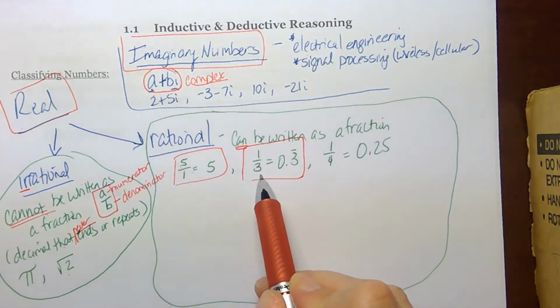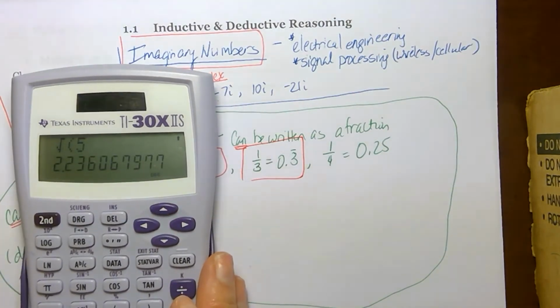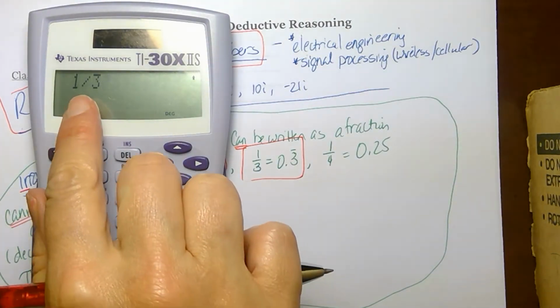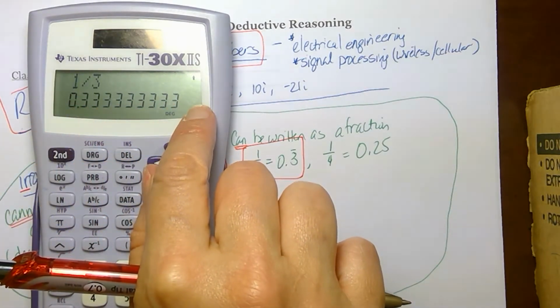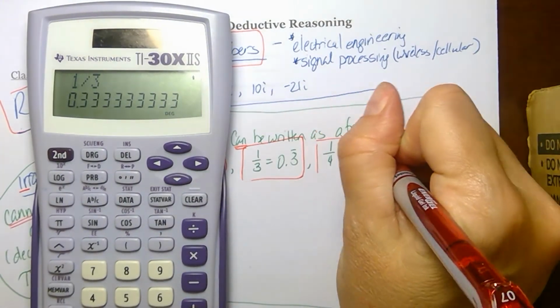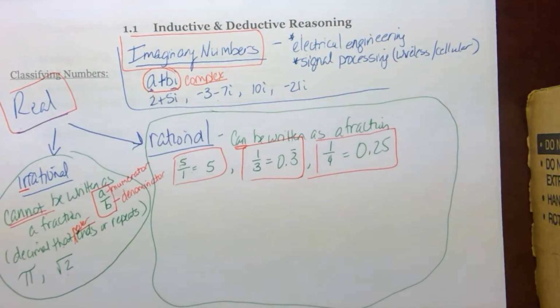Now, when I have a fraction, if I want to turn it into a decimal, I just treat that fraction bar as a division sign. So when I want to turn 1/3 into a decimal, I just type in 1 divided by 3. There's my fraction, 1/3. Hit enter, and you see you get that repeating decimal. So 1/3 is equal to 0.3 repeating. 1/4 as a fraction is equal to 0.25. That's a terminating decimal. It ends. Okay, so those are rational numbers that can be written as a fraction.